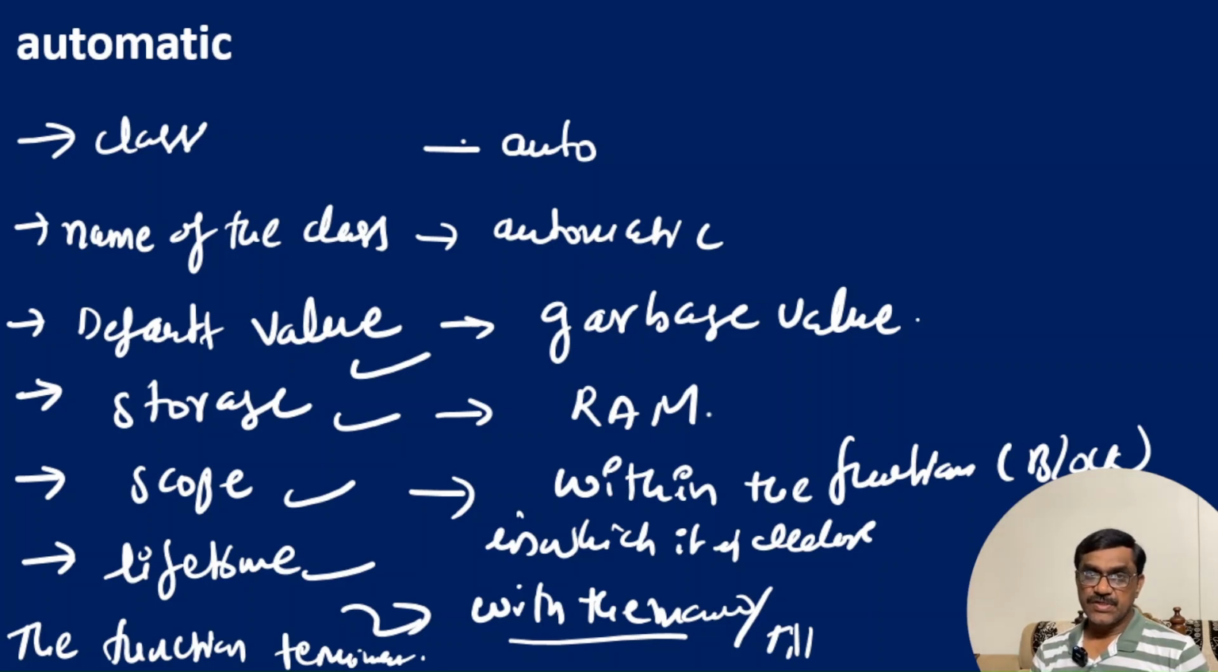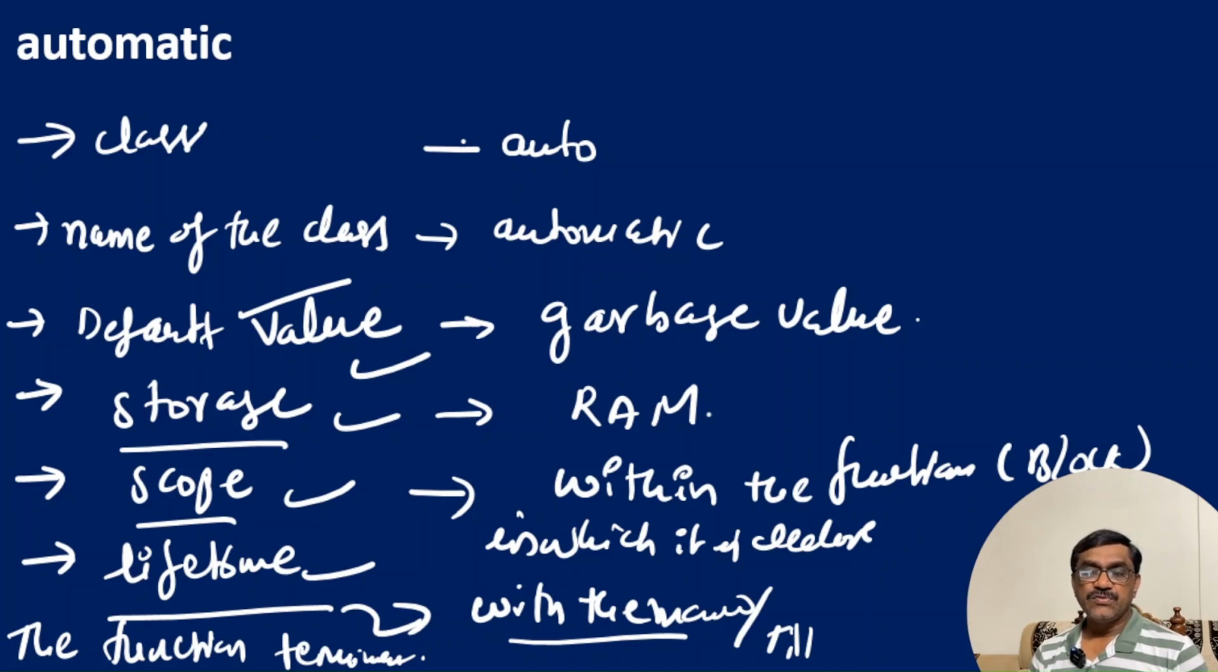Here, basically we are talking about the properties. What is the default value? Garbage. Where is it going to be stored? Primary memory, or I can say random access memory. What is the scope of an automatic storage class variable? Within the function or within the block in which it is declared. What is the lifetime of a variable? Till the function terminates. Whenever the function gets terminated, the life of the automatic storage class variable will be gone. So these are the basic properties of the automatic storage class. We will see in detail with an example program.